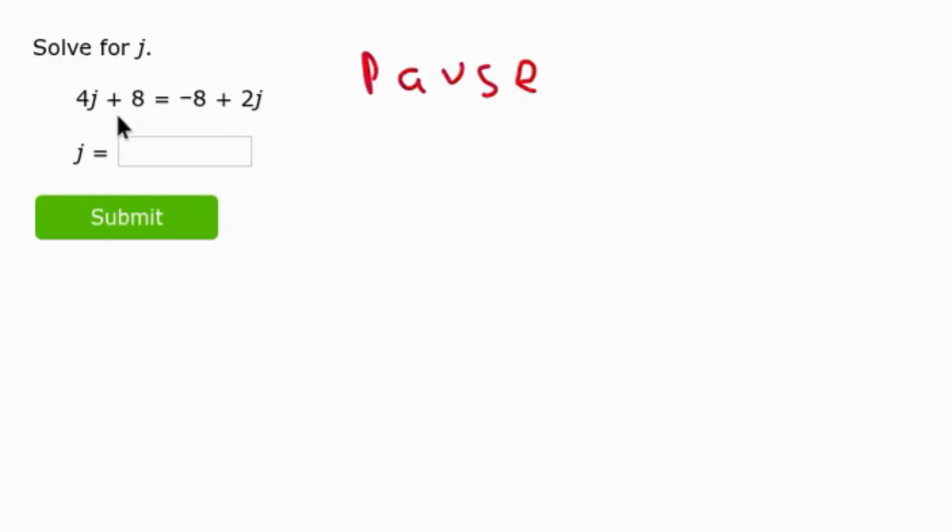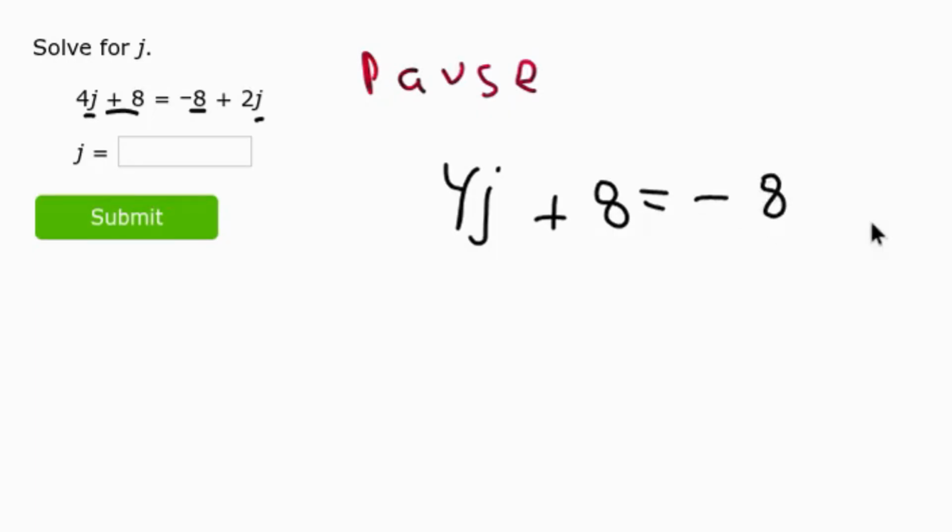Okay, let's start. There are two constants, plus 8 and minus 8, and there are the two variable terms, which are plus 2j and 4j. What we're going to do is rewrite the question and then solve. 4j plus 8 equals minus 8 plus 2j.